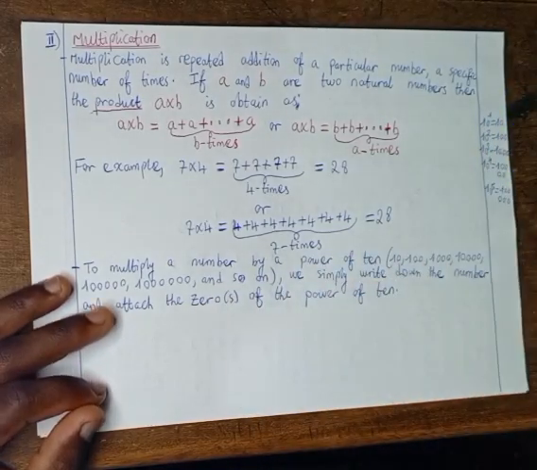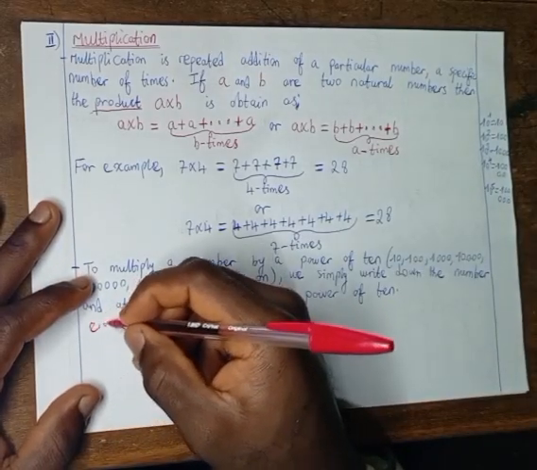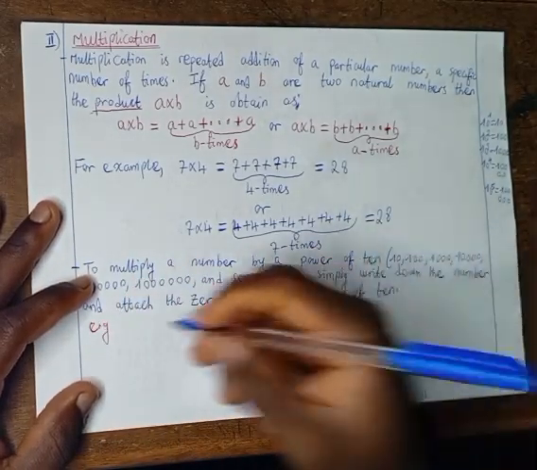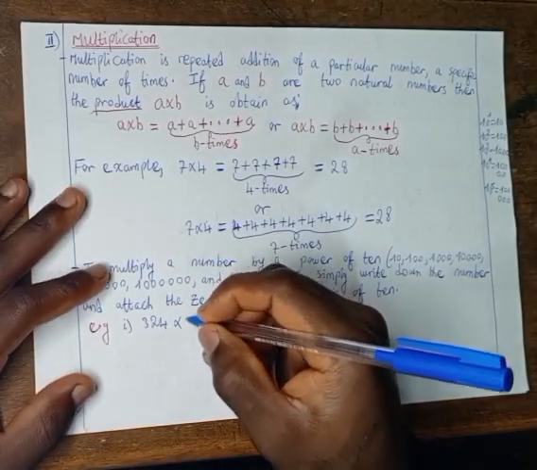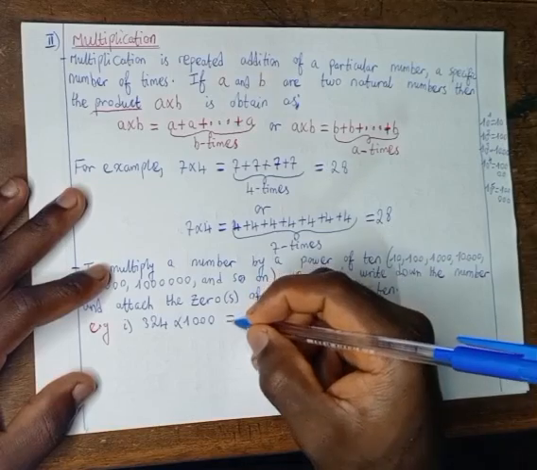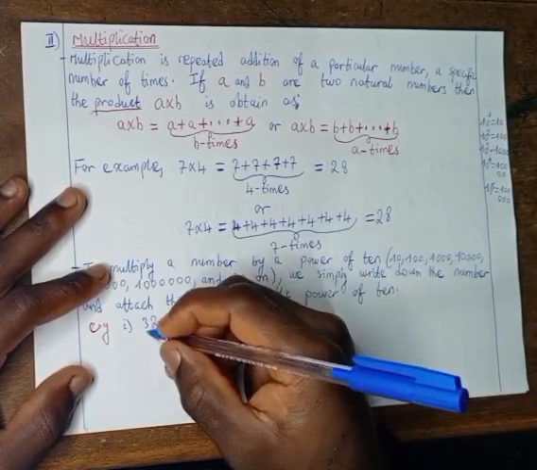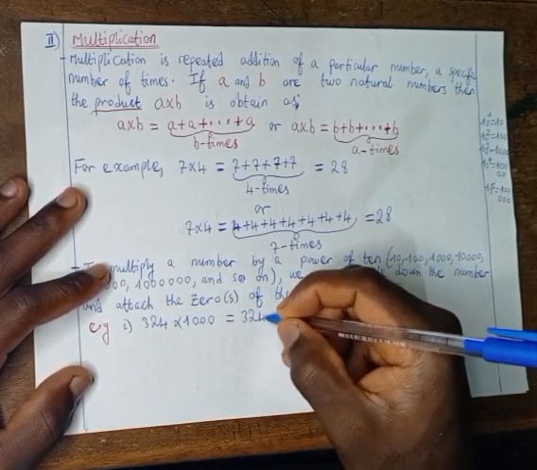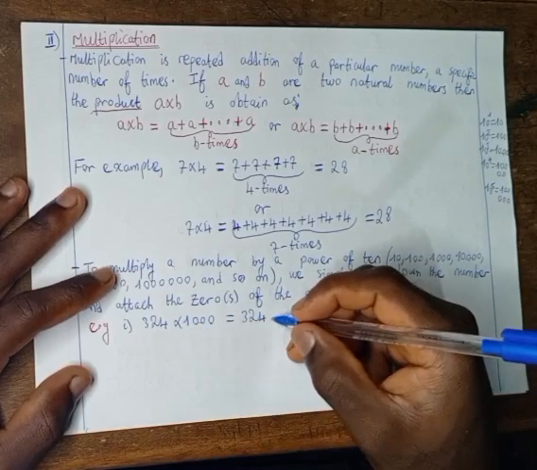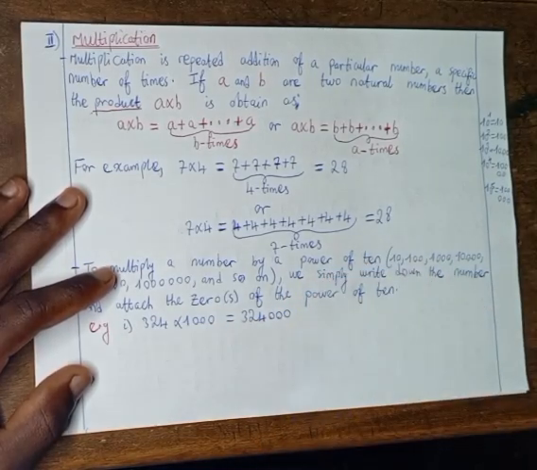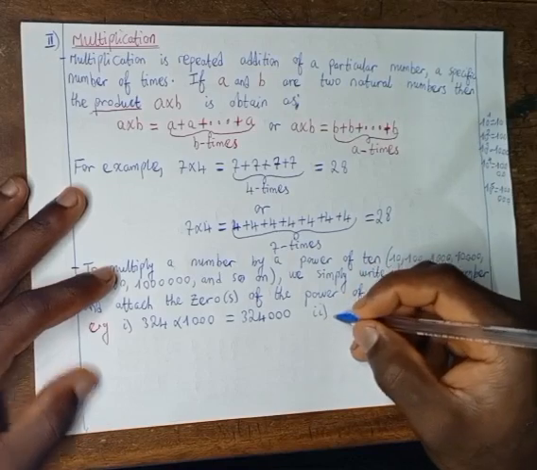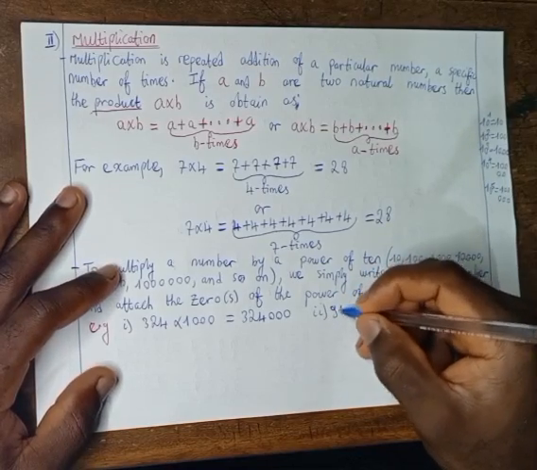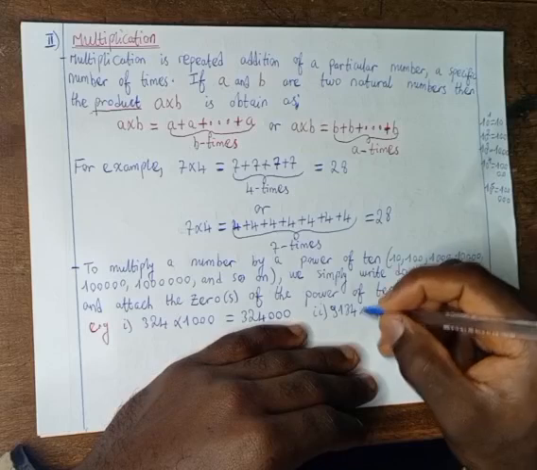Let's take this down. E.g. stands for example given. E.g. we take the first one, I. Let's say we multiply the number 324 times 1000. It will simply be equal to, we are going to write down the number 324. This is the power of 10. It has 3 zeros. We are going to attach the 3 zeros. So that will be our answer. This was 324,000.